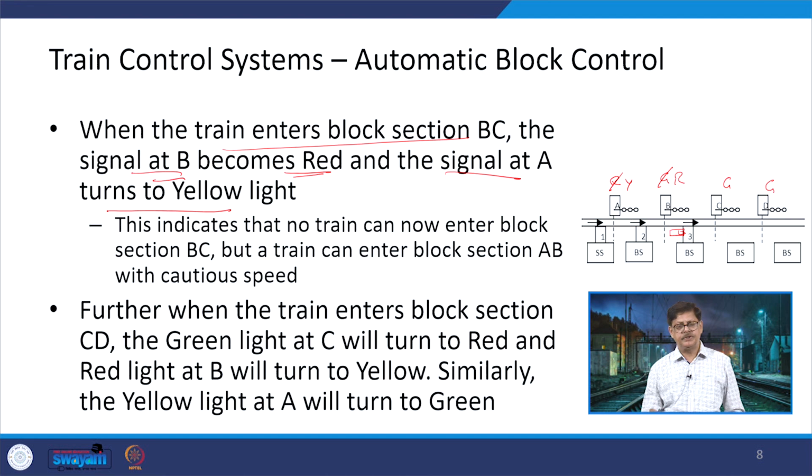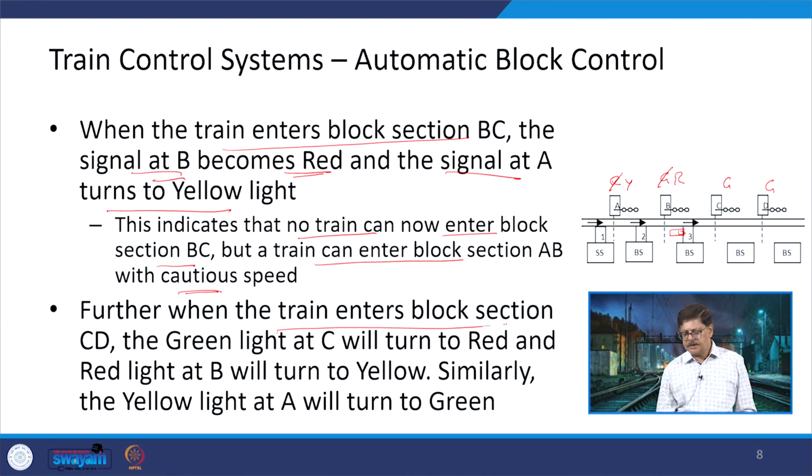So, there is a change. It has given a caution now. It indicates that no train can now enter the block section BC because the train is already moving in that particular section, but a train can enter block section AB with cautious speed. It is a single yellow color which is being shown. It means now you can come here, but with a reduction in the speed.